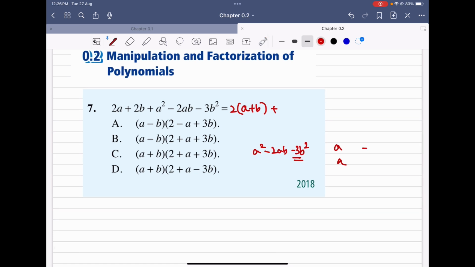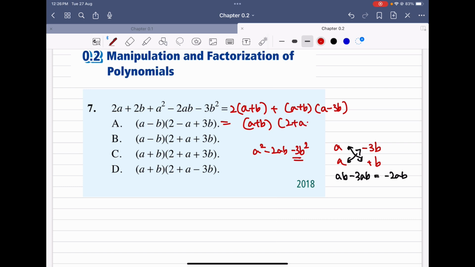So the minus sign should be on the greater one, this minus 3b. And the positive sign is just b, like this. So we use the cross method. Altogether it is ab minus 3ab, then you can get minus 2ab. So that's the correct expression. So for the last terms, you have (a plus b) times (a minus 3b). And you take out the common factor, a plus b. And what you have is 2 plus, okay, it's a positive sign, so you just write down plus a minus 3b. So the answer is D.